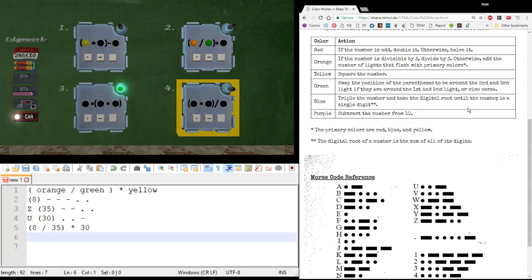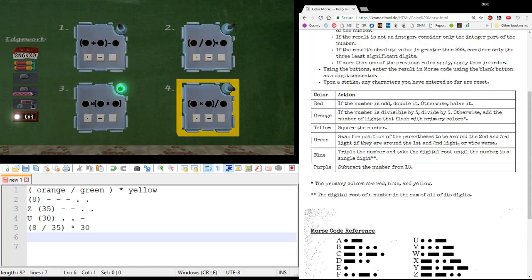Now, let's do the manipulation based on colors. First number is orange. If the number is divisible by 3, divide by 3. It is not. Otherwise, add the number of lights that flash with primary colors. Primary colors are red, blue, yellow. Of these, one of them is red or blue or yellow. So we're going to add 1 to my first number. It's going to give me the 9.